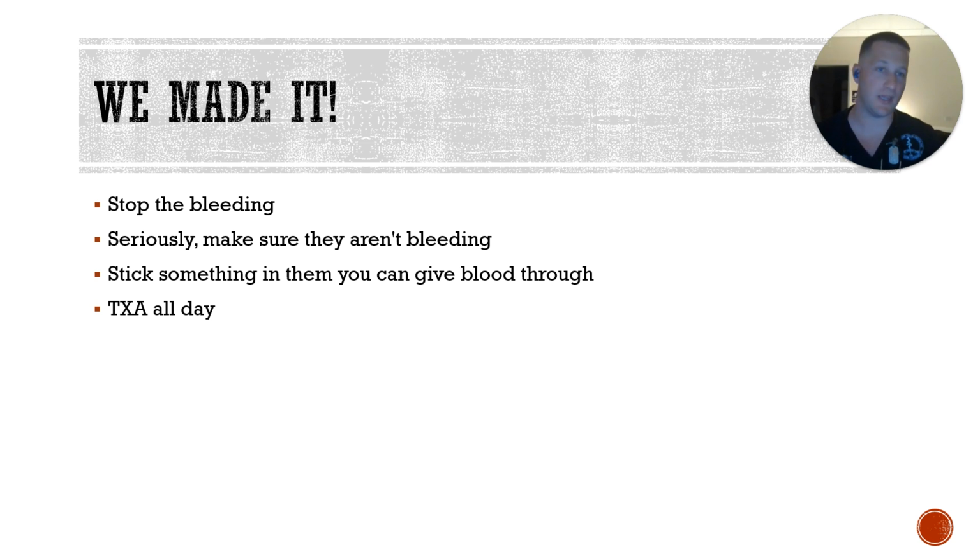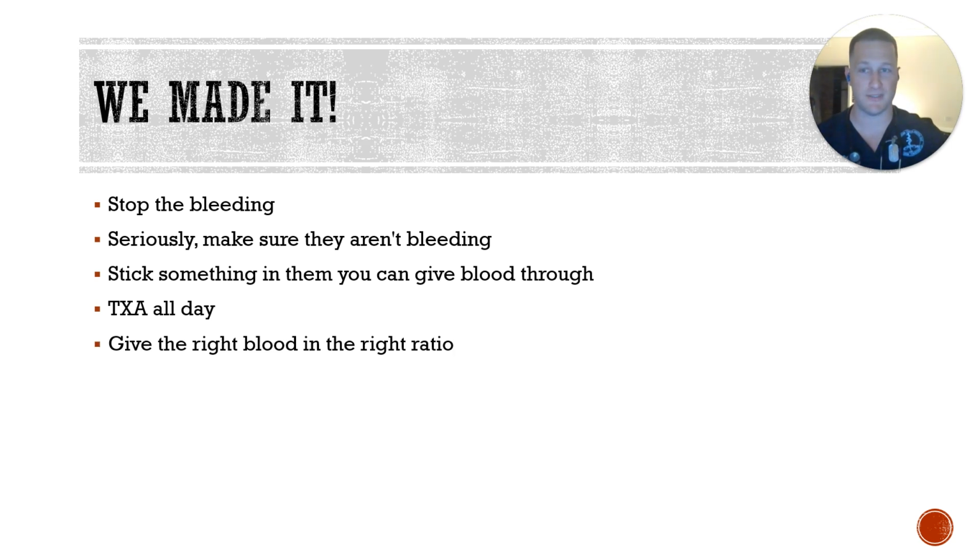TXA all day. Send it on the TXA. Give it to them. 2 grams IV push, slow push. No problems with TXA. Give the right blood in the right ratio. They're not going to be thankful to you if they die because you just gave them a bunch of PRBCs and you didn't give them any plasma, or you didn't give them the whole blood that you have available. Okay, remember your priorities: cold stored whole blood, fresh whole blood, 1-to-1-to-1, 1-to-1 plasma RBCs, freeze-dried plasma if you have to, plasma only, RBCs only.